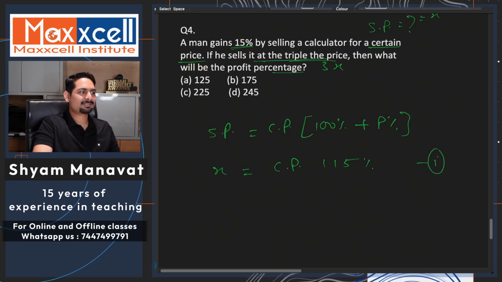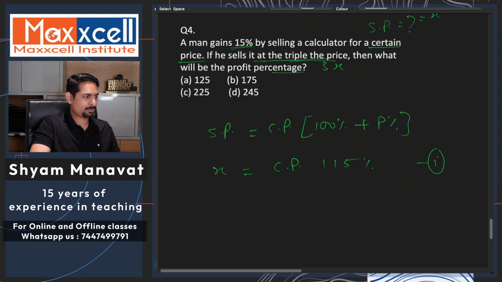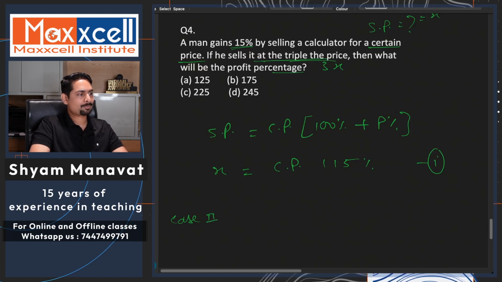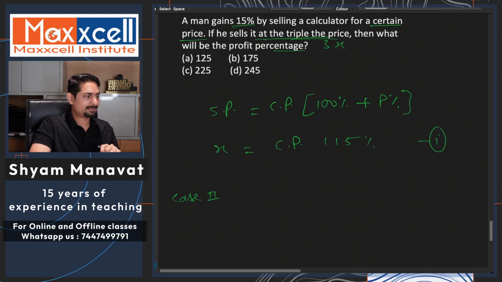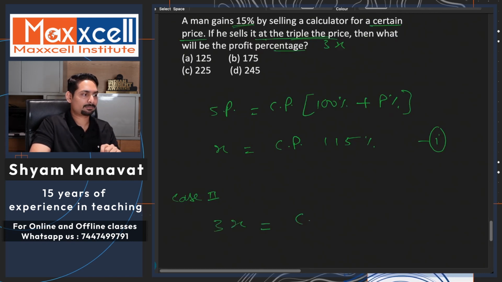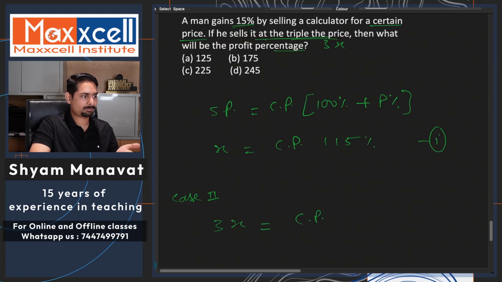Second, if he sells it for the triple price, that means 3x. So in case 2, if I have to triple this price, triple this x, how will I triple the x? I need to multiply by 3 on both sides, right? That means the 3x should be equal to 3 into cost price into 115%.